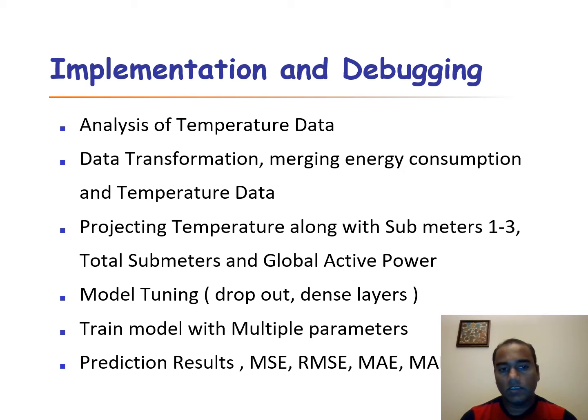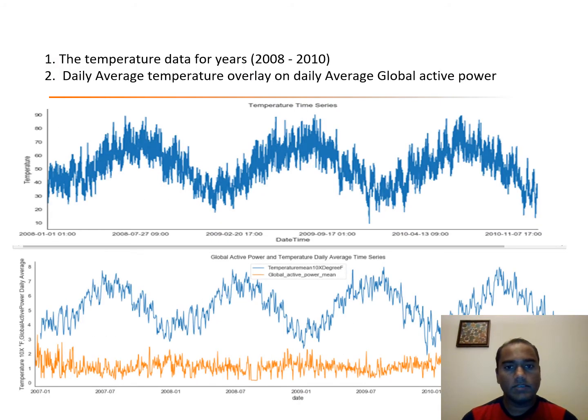We also worked on tuning the LSTM model, the long short-term memory neural network, with various dropout parameters, including introducing multiple dense layers. We trained the model with multiple parameters. Earlier, it was with one parameter, which is global active power. We also predicted the results and captured all the error results like MSE, RMSE, and MAPE. In the next slides, I will show some of the analysis details.